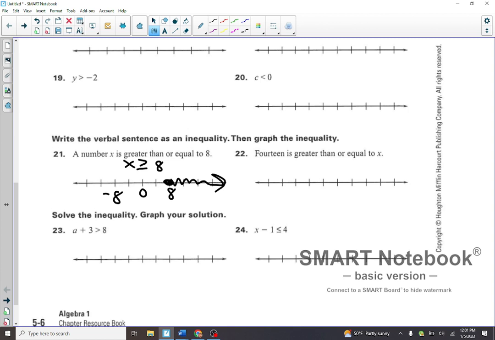14 is greater than or equal to x. For this one, if you make it easier for yourself, you could always swap the x. So you could say x is less than or equal to 14, and maybe that one's a little easier to graph for you. Either way, I don't care how you visualize it, as long as you get the graph correct. So 0, negative 14, positive 14. Closed circle, move to the left.